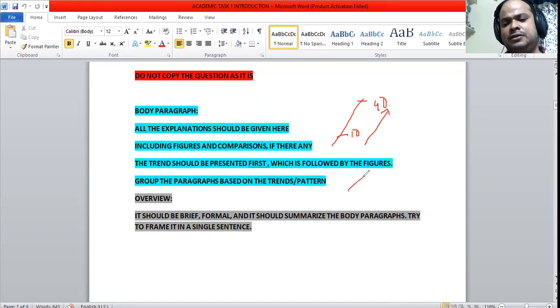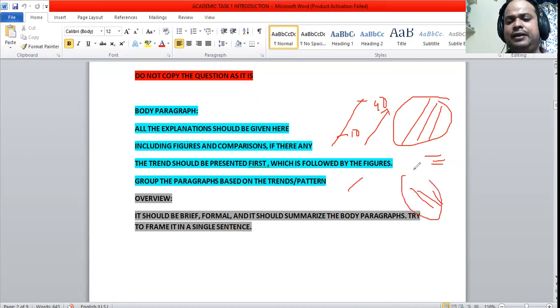So patterns, paragraphs should be based on the trends. Increasing things should be combined in one particular paragraph. If you have decreasing, then you combine it in another paragraph. And if you have a fluctuating pattern, you go with another paragraph. If it is a constant pattern, we need to separate the trends. So all these things should not be mixed together.